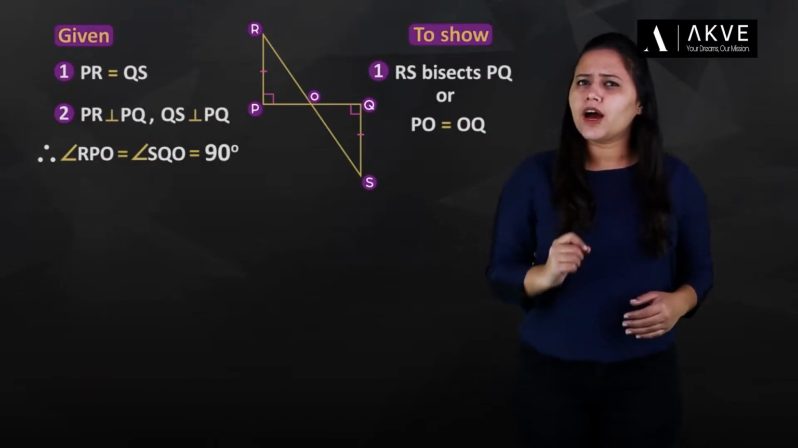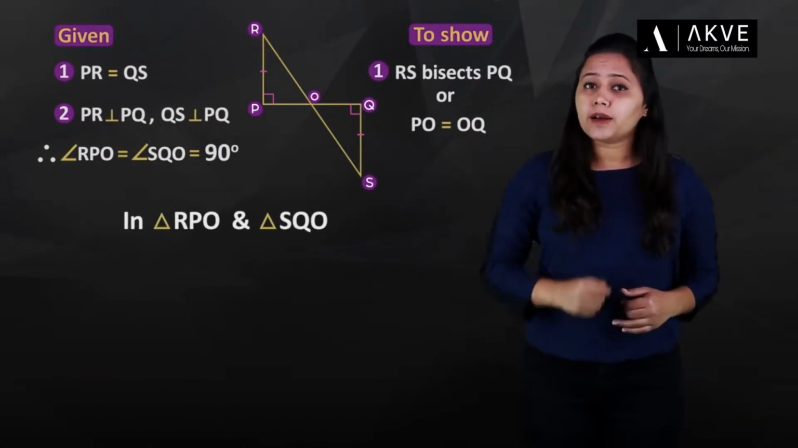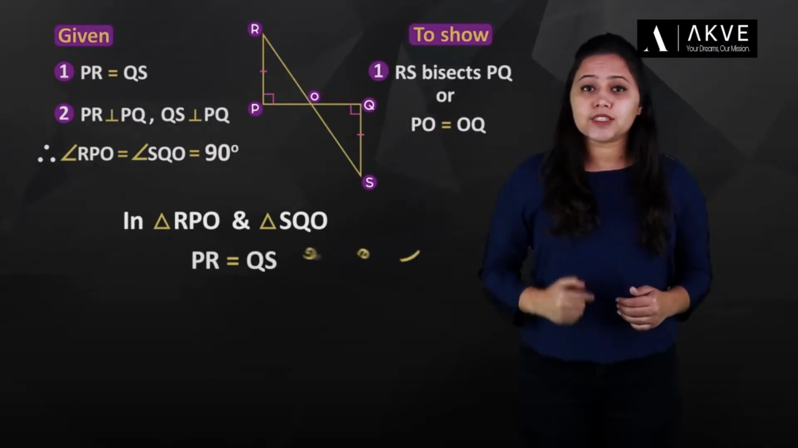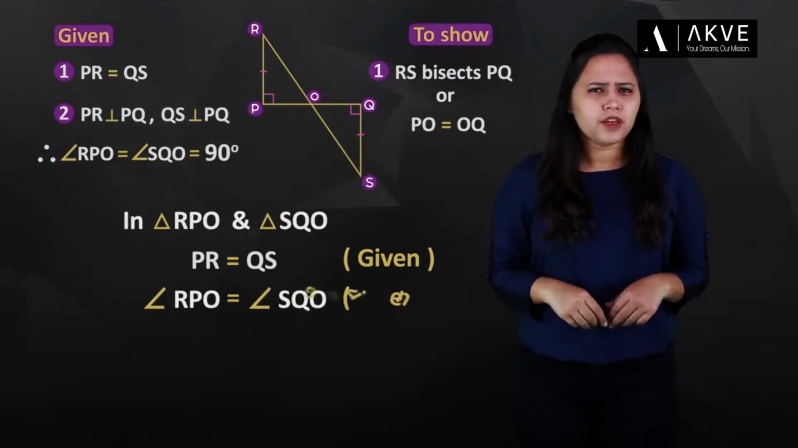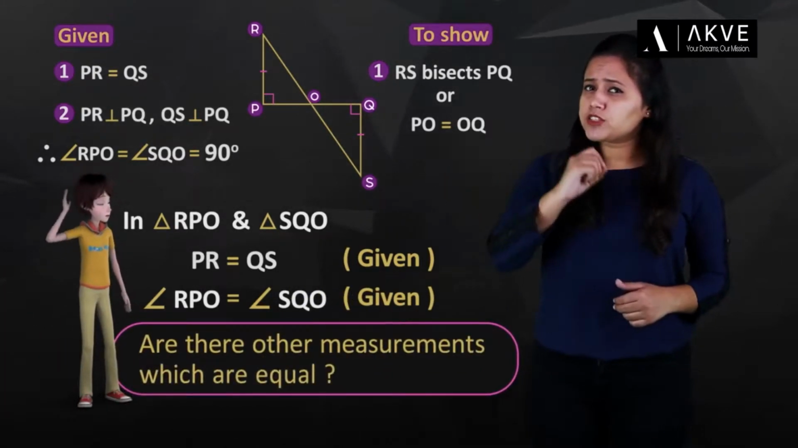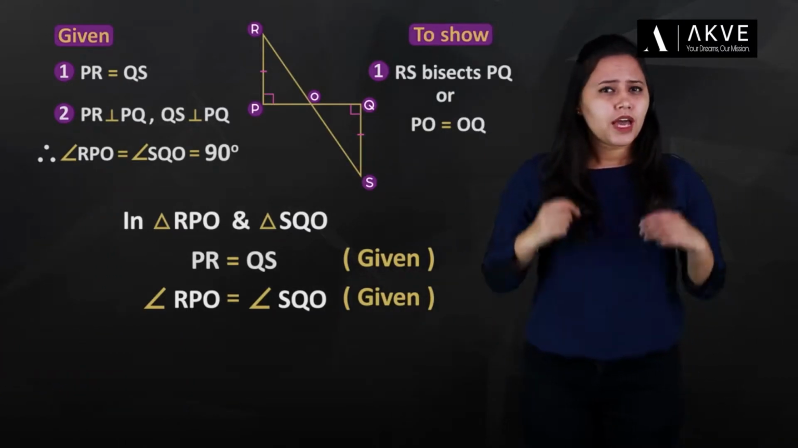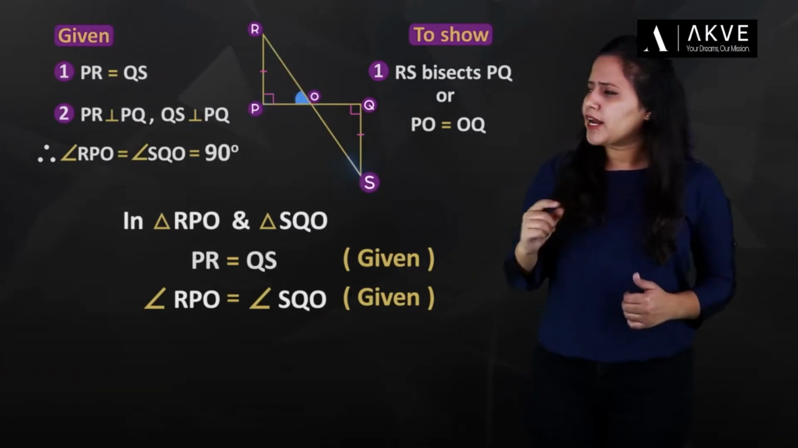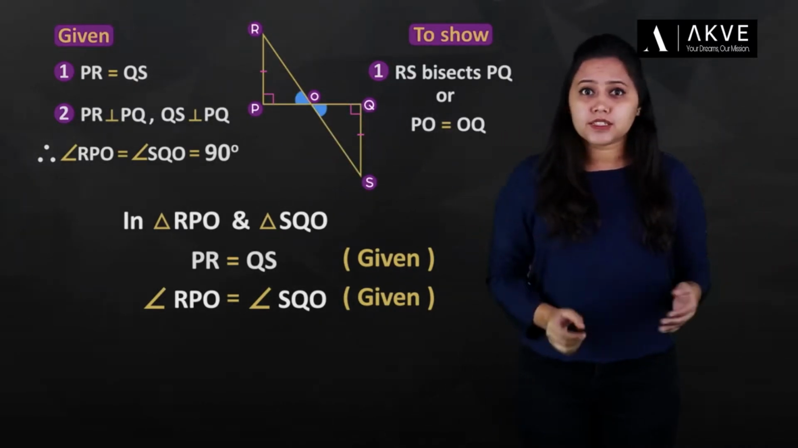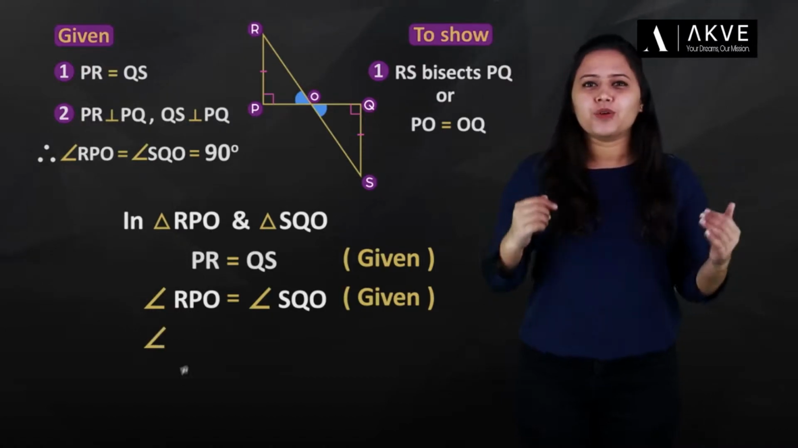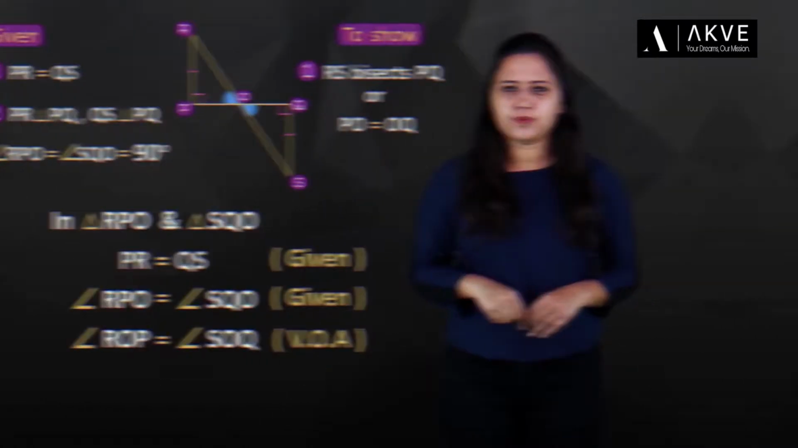So consider the triangles RPO and SQO. We already know that PR is equal to QS and angle RPO is equal to angle SQO. Are there other measurements which are equal in these triangles? Look carefully. Angle ROP and angle SOQ are vertically opposite angles. This means they are equal, right? So angle ROP is equal to angle SOQ.